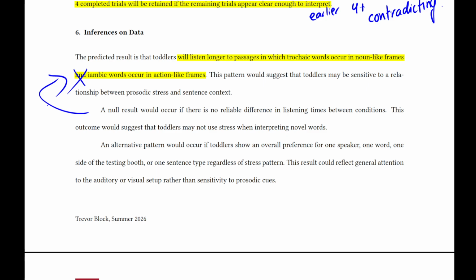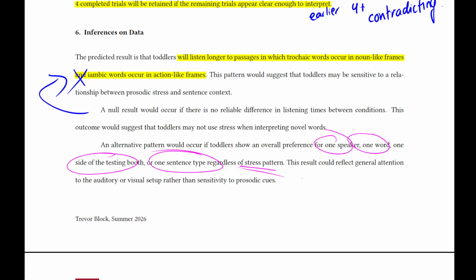Okay, not great. An alternative pattern would occur if toddlers show an overall preference for one speaker, one word, one side of the testing booth, or one side of one sentence type, regardless of stress pattern. Okay, this is actually somewhat okay, but the problem is we're including all of these different confounds because what we're supposed to be testing is stress pattern.